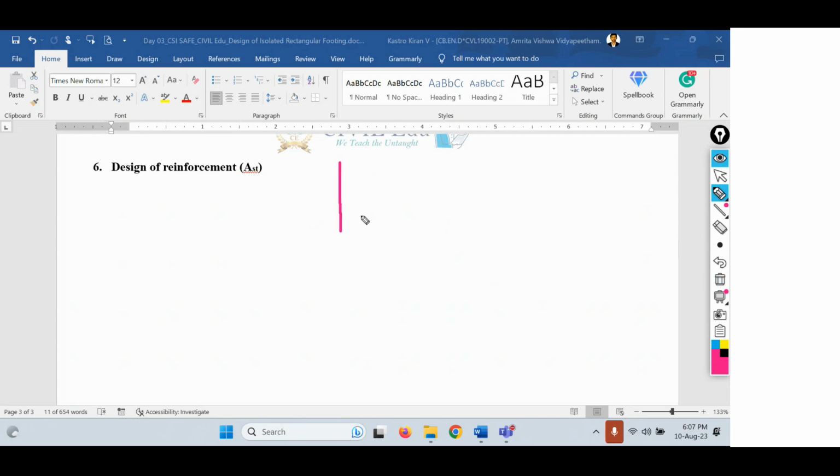Suppose we have the column in this way, and when the load is applied on the column, or when the load is coming through the column, the footing might have a chance to bend in this way. Okay, this is one side and this is the other side. This portion, that is the stiff portion, will not experience any kind of bending. Why will it not experience any bending?